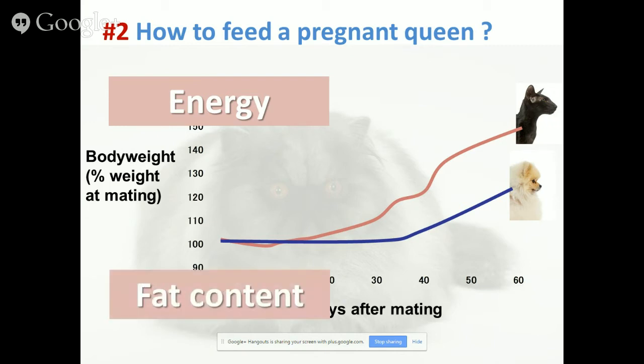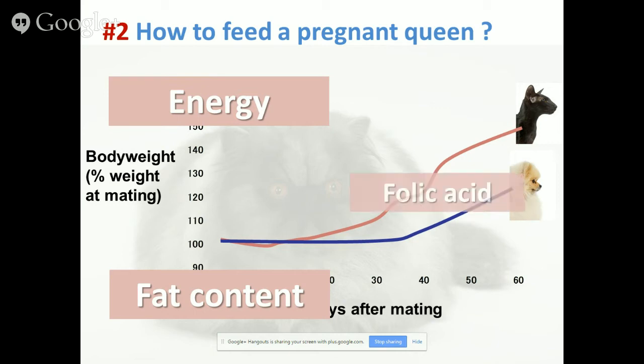Something else to focus on is the fat content of the diet. Queens indeed are not able to properly synthesize a fatty acid called arachidonic acid, which is essential in the synthesis of some sex hormones. There are several publications today that show us that when you have a higher level of fat content in the diet, it helps improve the fertility parameters and the reproductive parameters in the pregnant queen. So that's why it's important to have a diet with a high fat content during gestation in the queen.